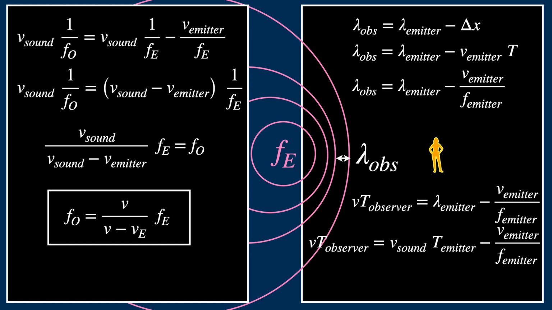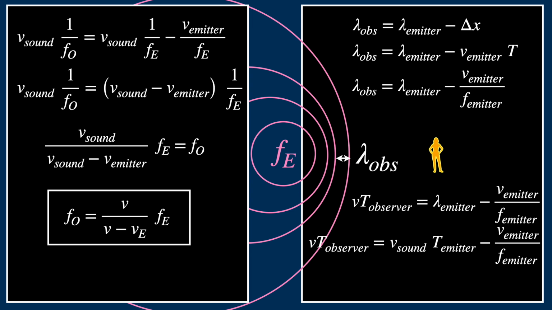Notice that because the denominator of that ratio is smaller than the numerator, the ratio is a larger number than 1, and what we have is that the frequency measured by the observer is larger than the frequency measured by the emitter. This makes sense because the observer is receiving more crests per unit time than were emitted from the emitter's reference frame.